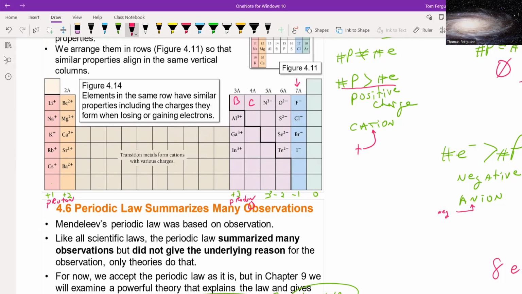Now, the reason why everything in a column, like in the alkali metals, the first column on the left, wants to form the same ion is because the valence electrons are the same. Same setup. Remember we said there's core electrons and valence electrons. Valence electrons determine chemistry, not core electrons. So if the chemistry is the same, that must mean the valence organization is the same, which is true.